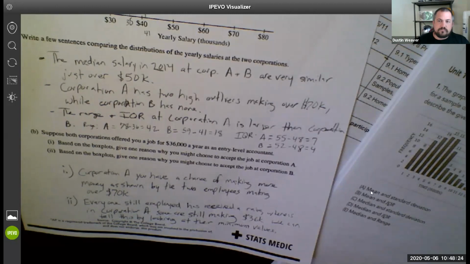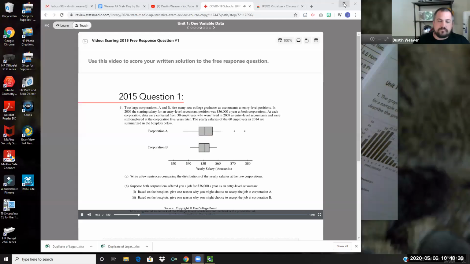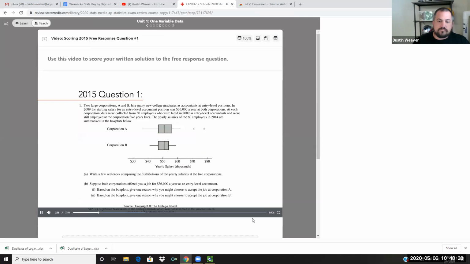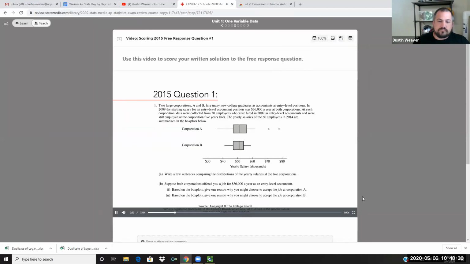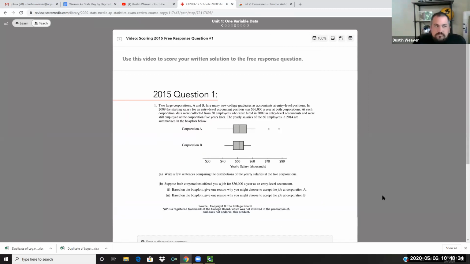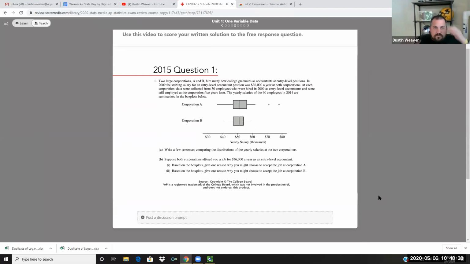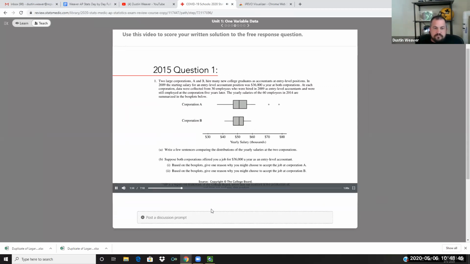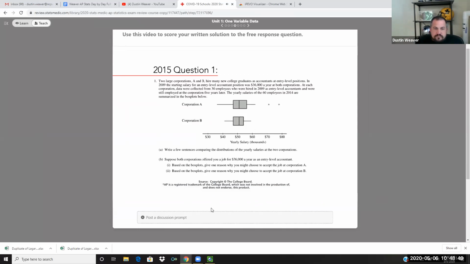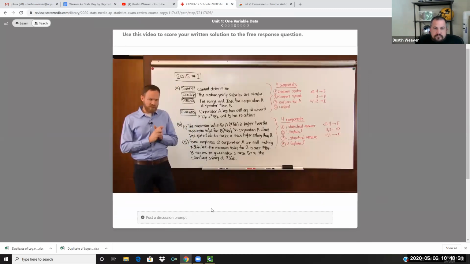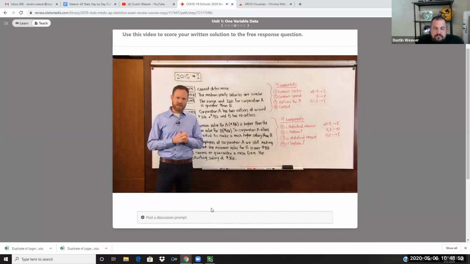Part A. Write a few sentences comparing the distributions of the yearly salaries at the two corporations. Part B. Suppose both corporations offered you a job for $36,000 a year as an entry-level accountant. Part I. Based on the box plots, give one reason why you might choose to accept the job at Corporation A. Part II. Based on the box plots, give one reason why you might choose to accept the job at Corporation B.